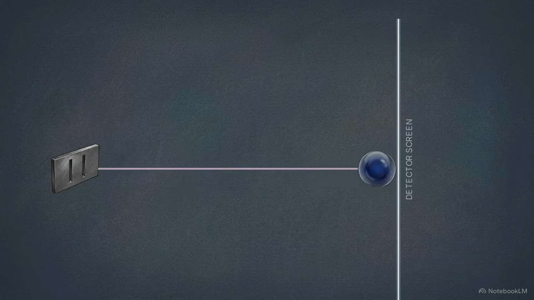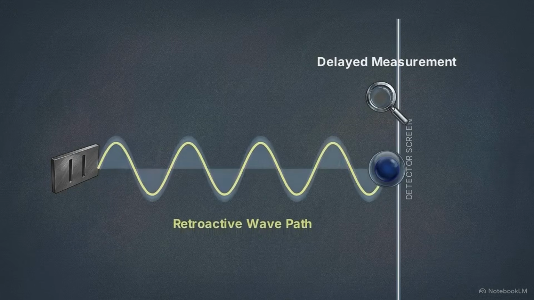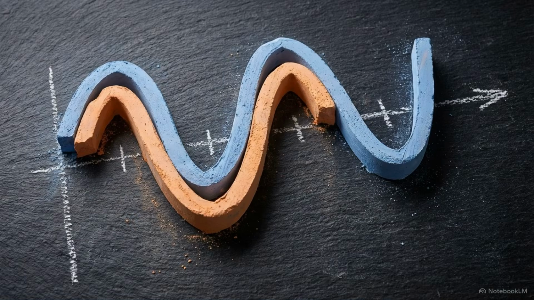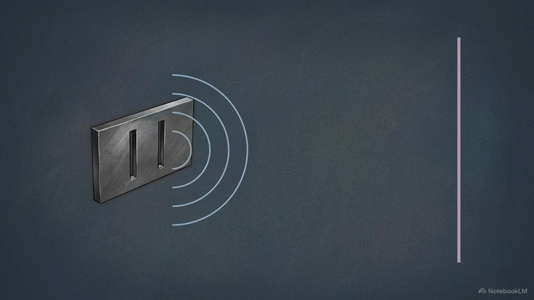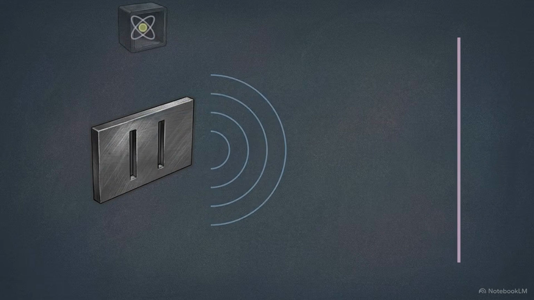If a measurement made after a particle has already landed can determine how it behaved in flight, then the standard sequence of cause and effect no longer holds. In this version of the double-slit experiment, every particle that passes through the slits is entangled with a secondary path marker. This marker acts as a physical record of which slit the particle chose.